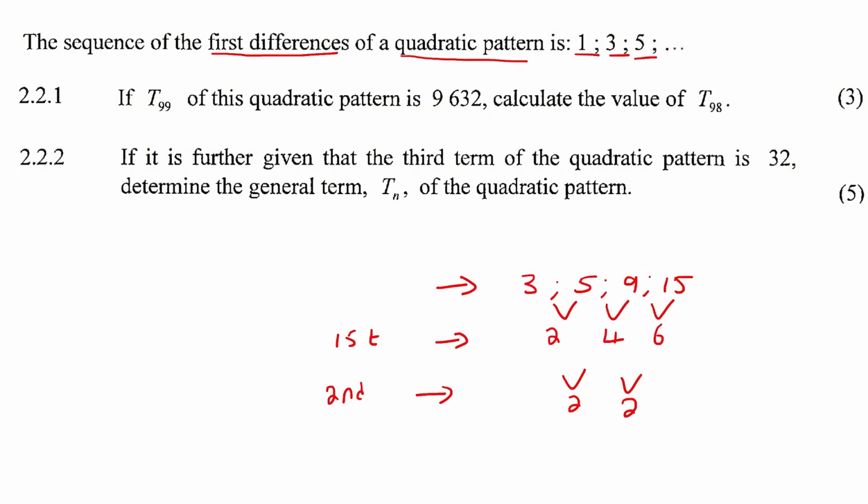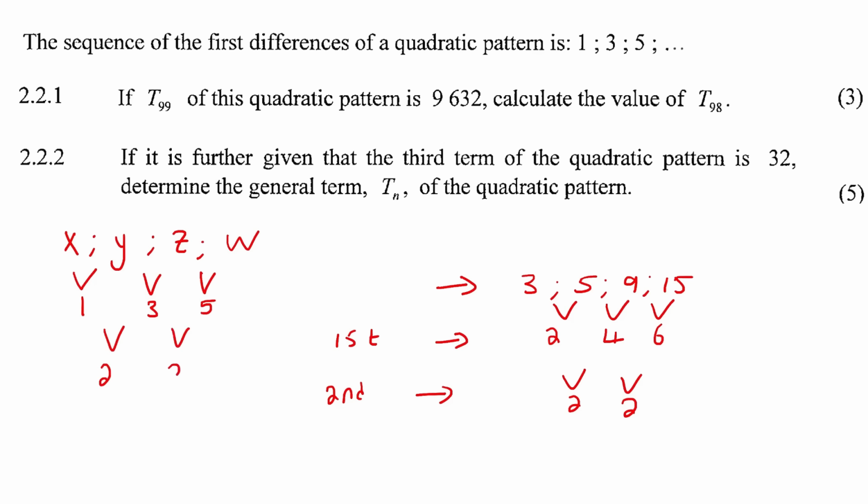So when they're saying that we have a quadratic pattern where these are the first differences, we don't know what the original numbers are. We only know the first differences. So we could almost think of it as X, Y, Z. Don't worry, we're not going to have to solve all of these as unknowns. I'm just drawing a picture for you. The first difference is 1, then 3, and then 5, and then the second differences would remain constant. But we don't know what the original pattern is for now.